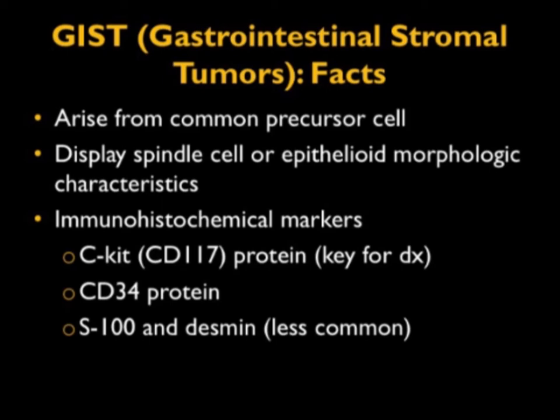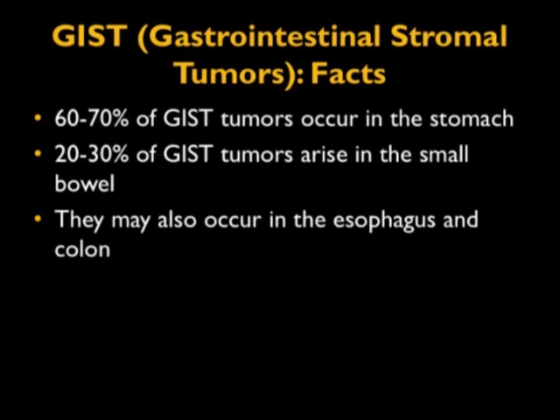Classically, there's certain pathology. c-KIT or CD117 protein is positive. That's the key for diagnosis. CD34 is often positive, and S100 and desmin less commonly positive. When you talk about GIST tumors in general, 70% or so occur in the stomach. Most of the other ones occur in the small bowel, but you can see it anywhere in the GI tract, including the esophagus and the colon.